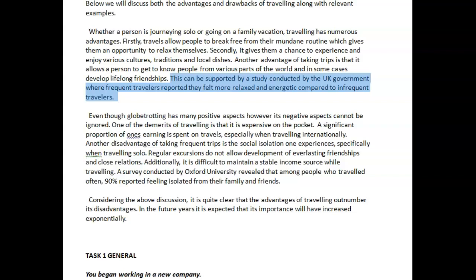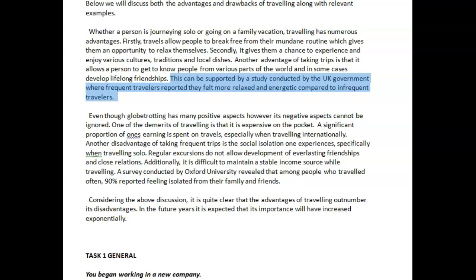And so, what you're looking at here is a problem of coherence and cohesion. It's not a logical organization of your ideas. So, the flaws in this paragraph concern both task achievement for the reasons I mentioned and coherence and cohesion because the ideas are not organized in a logical progression.